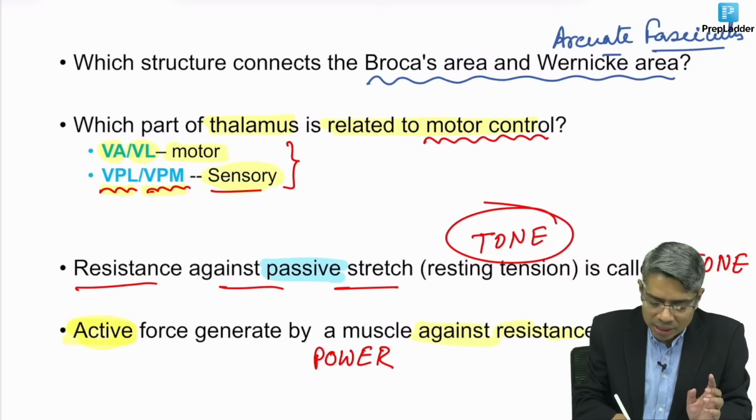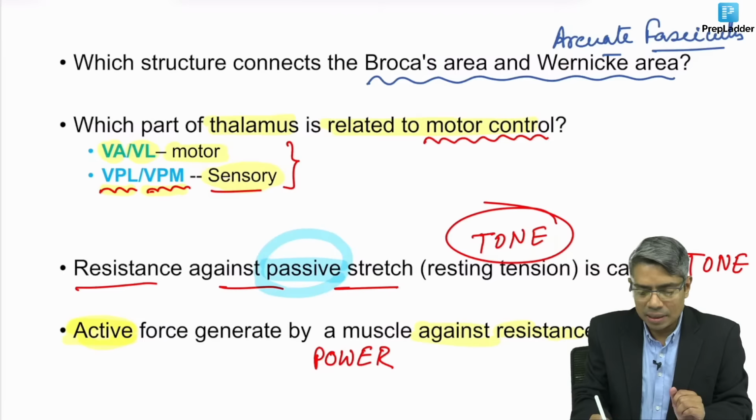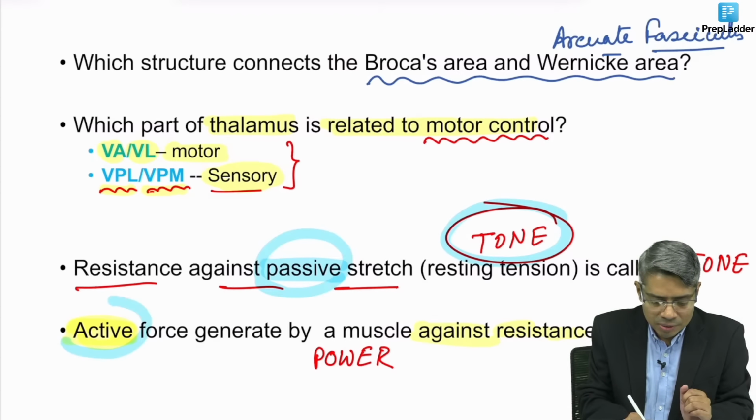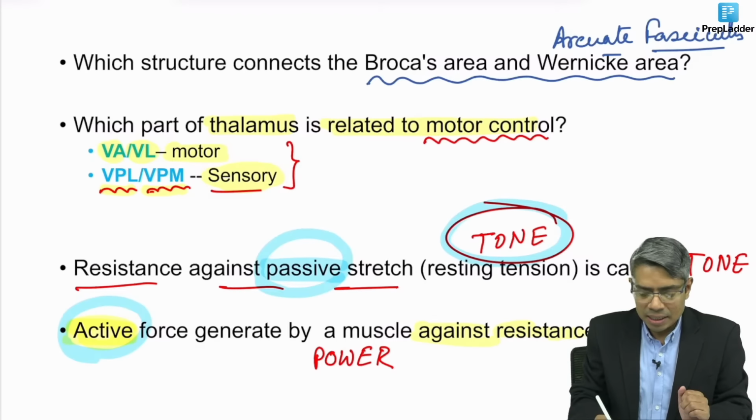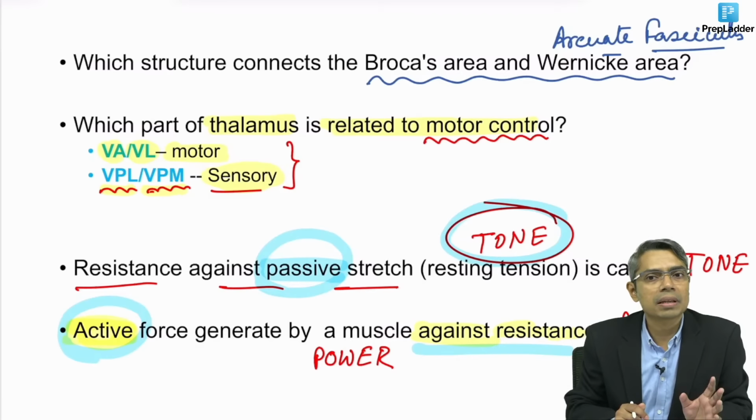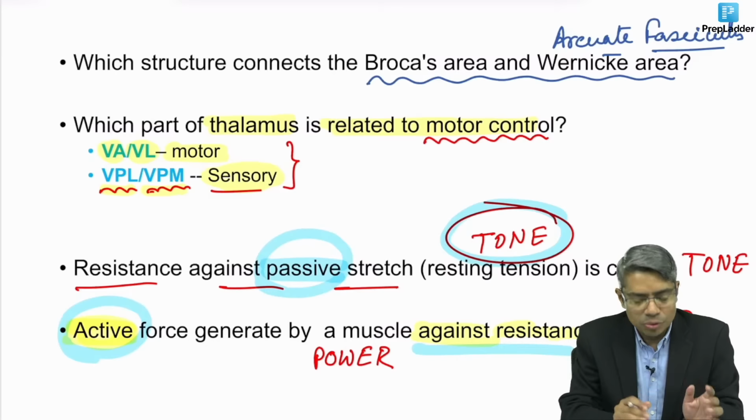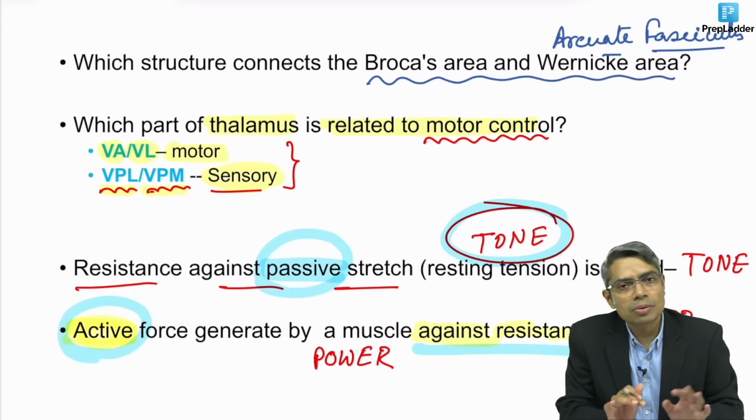So, you have to remember that whenever the word passive resistance inside the muscle is used, that is tone. Whenever the word active force generated in the muscles against resistance is used, then that is known as the power of the muscle. Tone and power are checked in neurological examination. So, this can be given in your future MCQ. So, try to remember them.